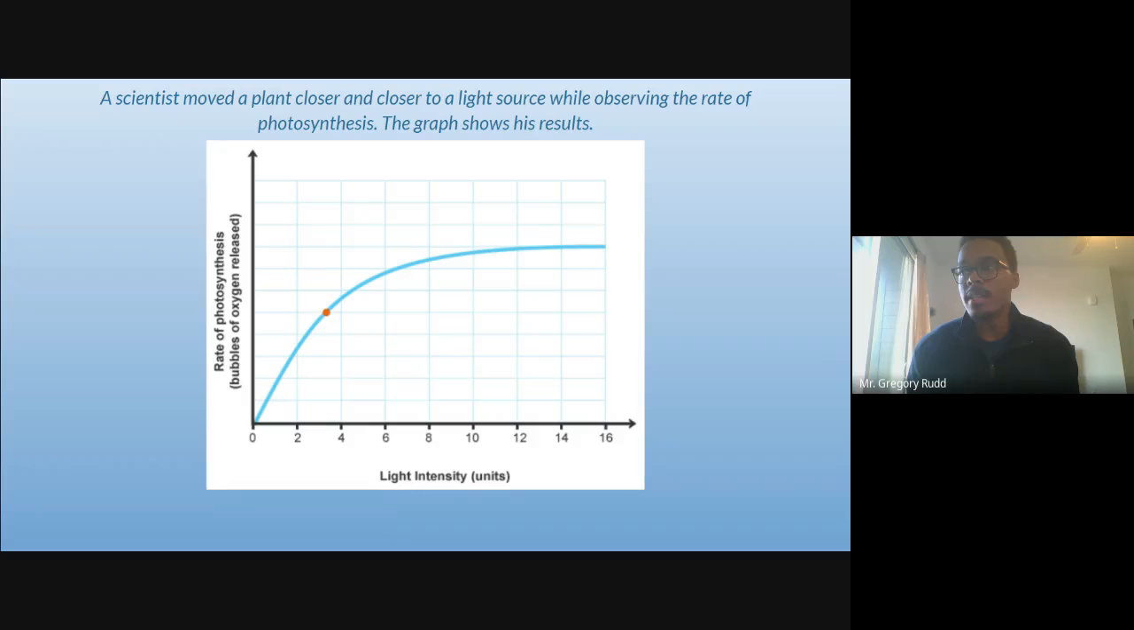I like that warm-up because it allows you all to do a little bit of data analysis and some scientific writing. So this is good preparation for some of the things that we will do in this class, and also just good preparation for science literacy in general. So you were shown this graph that should be on your screen right now. And you were told that a scientist moved a plant closer and closer to a light source while observing the rate of photosynthesis. The graph shows his results.